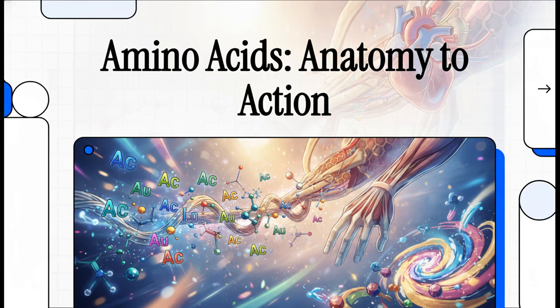Today, we are diving straight into the absolute, literal building blocks of life. We're going to be exploring amino acids. Specifically, we're looking at their structure, their functions, and the really fascinating chemical properties that allow them to drive the human body. We'll see exactly how their microscopic chemistry translates into massive, life-sustaining actions.